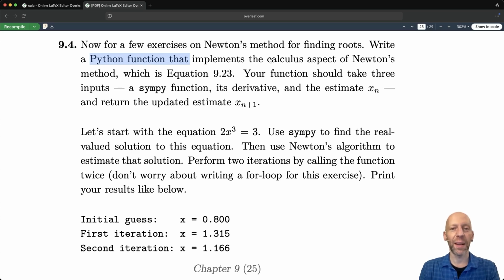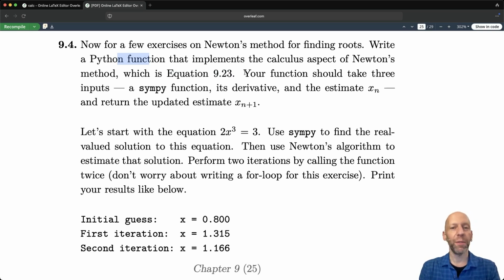And actually, all of Newton's method is iterative. So what I want you to do is write a Python function only to implement equation 9.23. I will scroll up to that equation in a moment. And then basically all the iterations that are calling equation 9.23 are going to be done outside of that Python function, for example, in a for loop.